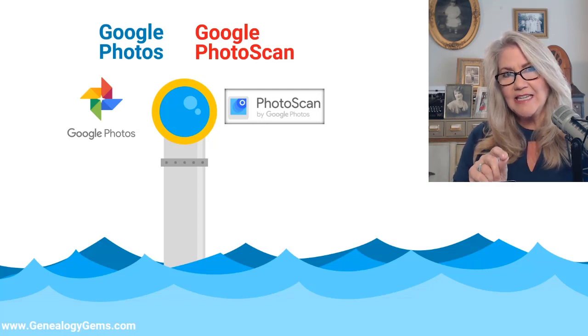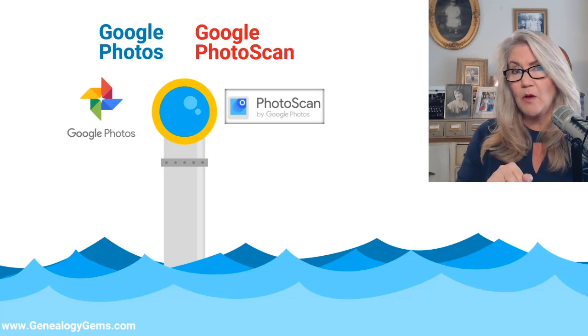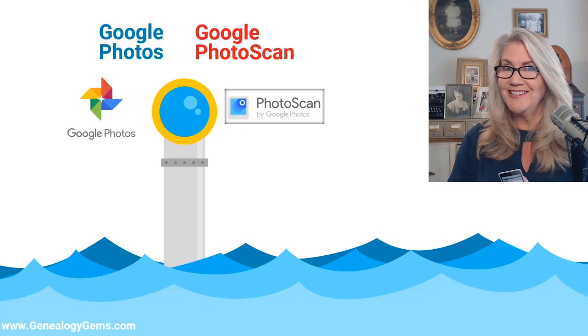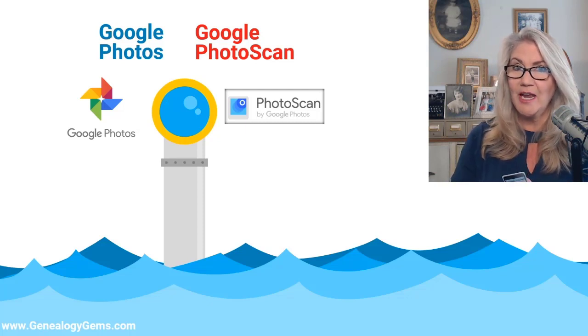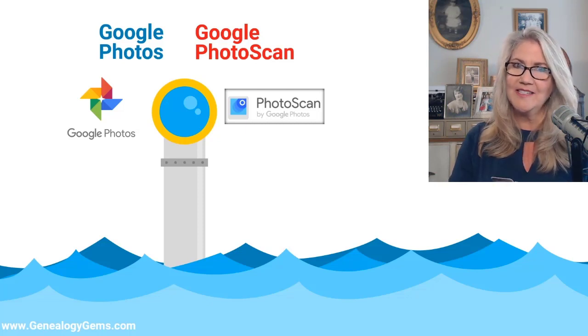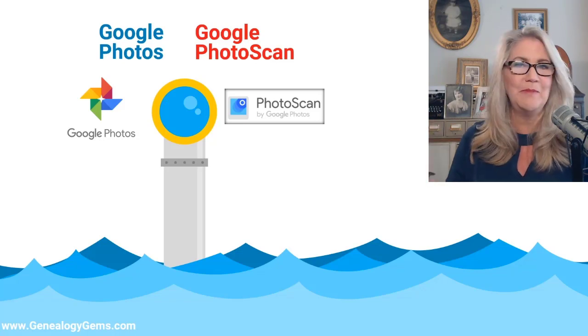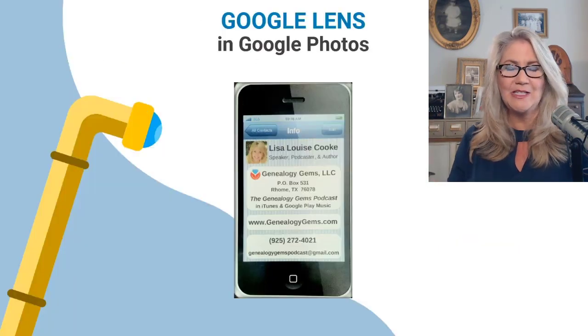Once you have that on your phone, you can access it through Google Photos. Photo Scan is going to take the picture to get a better picture than just your camera would. And then it's going to automatically jump over into Google Photos and give us access to Lens. Have I confused you yet? I think I'm confusing me. Let's see what this looks like.